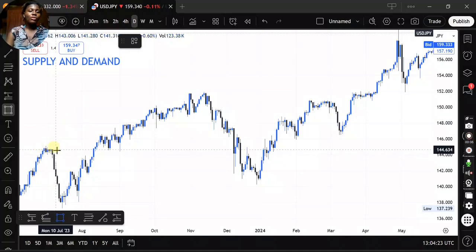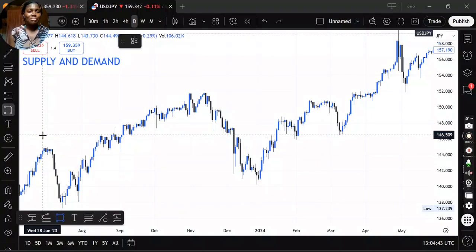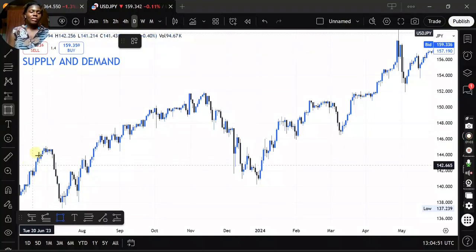The supply level is the resistance level, and the demand level is the support level. So we're going to be more practical, so look closely. I'm going to show you how to mark out your support, how to mark out your supply and demand, how to trade it, and also make you understand why these levels are important. Firstly, we're going to mark out the supply, which I said is the resistance level.